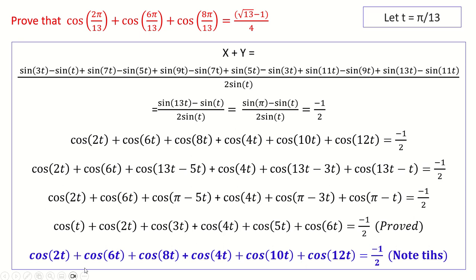But note down this one, because it is related to our problem here. Even though we have proved cos t plus cos 2t up to cos 6t equal to minus 1 by 2, we will be changing this to suit our problem: cos 2t plus cos 6t plus cos 8t. These first three terms are what we are trying to find out. Correct? So note down this problem. Now let's get into the problem.